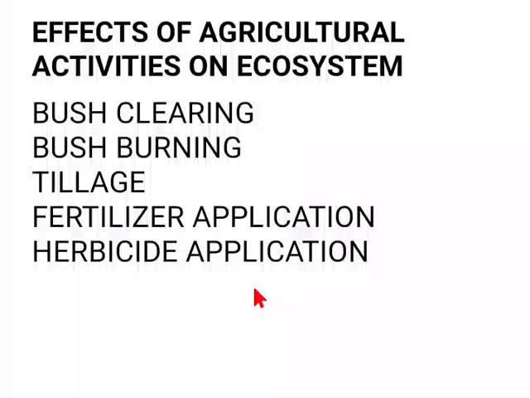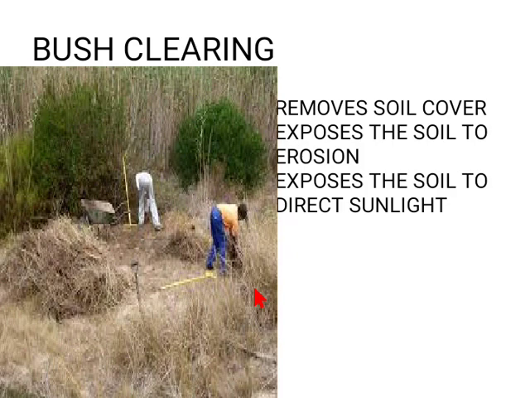Then we now move to some agricultural practices that do affect organisms in their ecosystem. You remember what an ecosystem is? In an ecosystem, you will see living things interacting with themselves and with their non-living environment. However, we have some cases whereby some agricultural practices will affect the ecosystem. And what are these practices? Bush clearing.